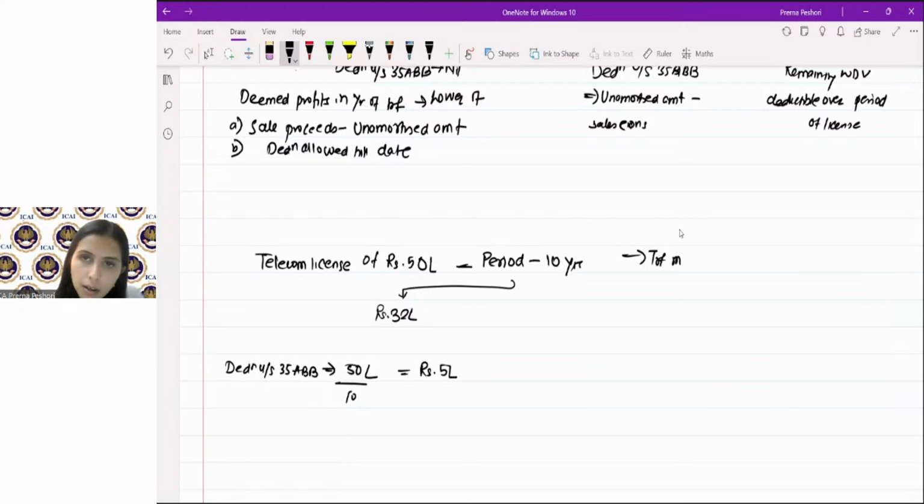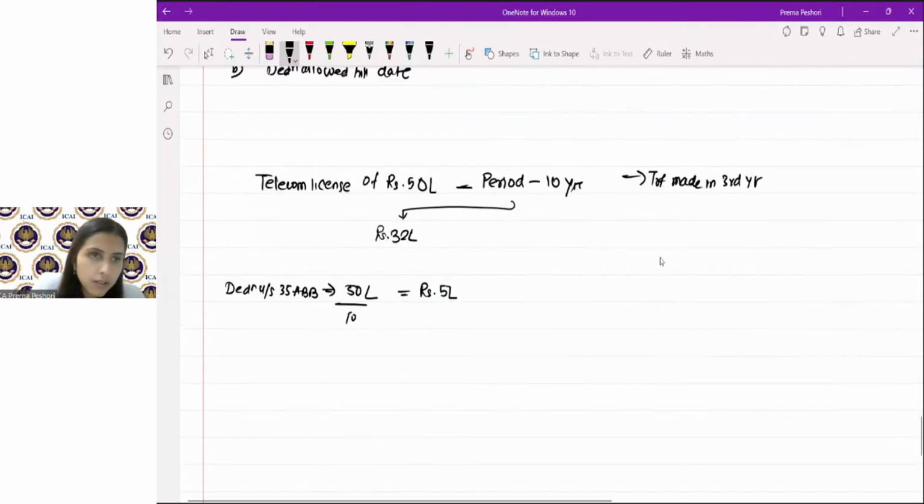Transfer made in third year, right? So what will be the unamortized amount? Your unamortized amount will be 50 lakh minus 5 into 2 years, 5 lakh into 2 years, which makes it 40 lakhs.